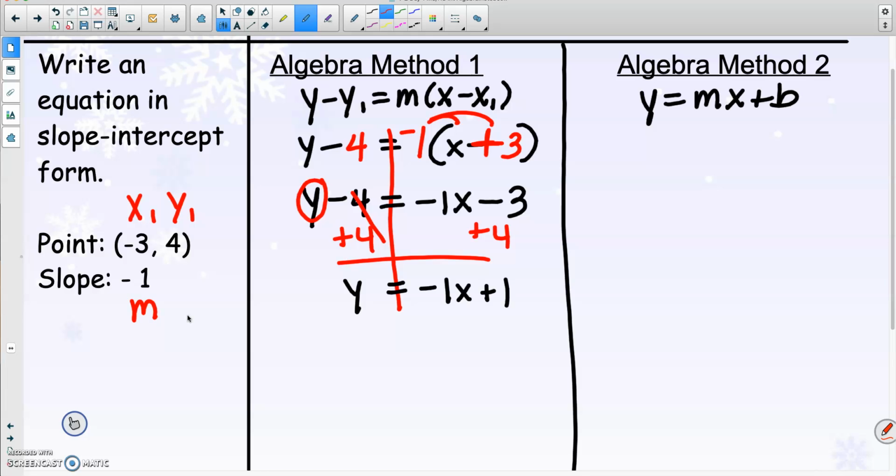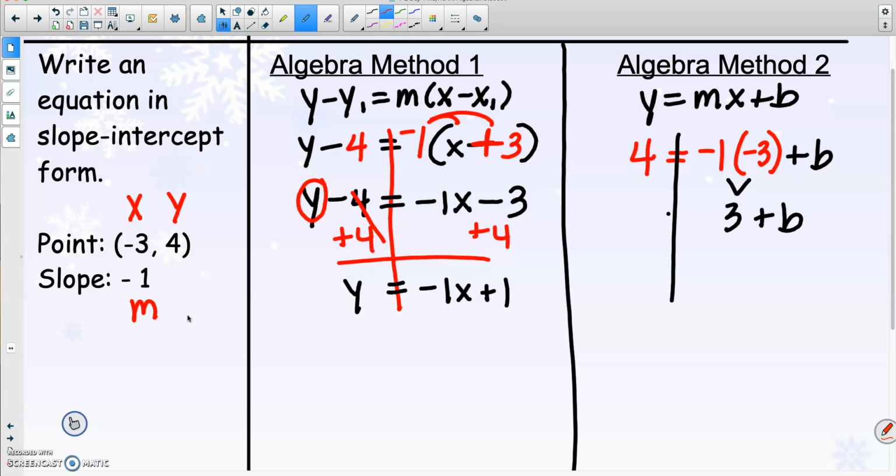Okay, my other method. This time, if I erase these 1s, I am going to replace y with 4, replace my slope with negative 1, replace x with negative 3, and we're trying to figure out what b is. So negative 1 times negative 3 is 3. So 3 plus b equals 4. I'm solving for b. Subtract the 3. So 1 equals b.